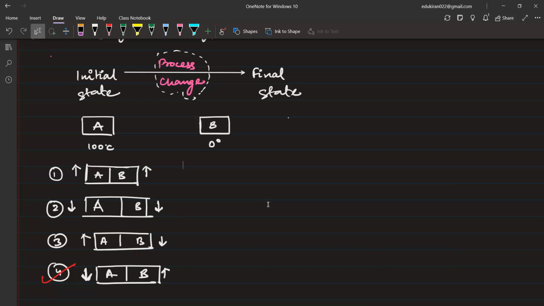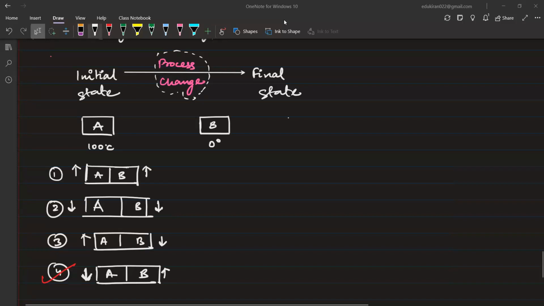Okay, listen, here is what I am going to tell you. Whenever we talk about thermodynamics, we will be talking about process and change. A process or a change will be happening from initial to final state. Initial to final state. Very good.